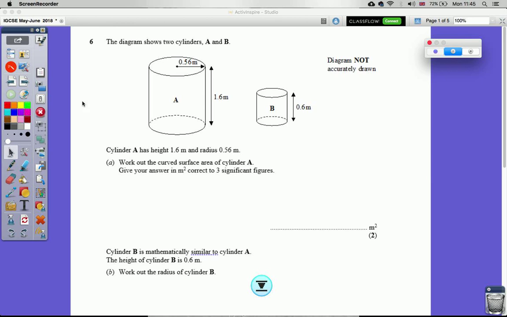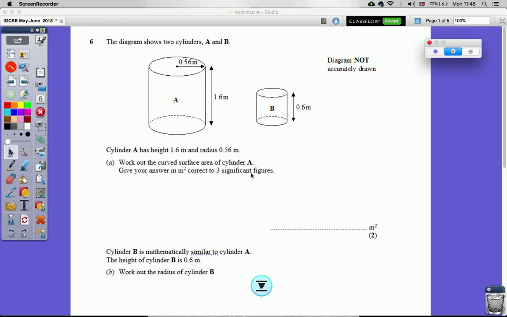Right. So, question number six is saying the diagram shows two cylinders A and B. Cylinder A has a height 1.6 meters and a radius 0.56 meters. Work out the curved surface area of the cylinder A. Give your answer in meters squared correct to three significant figures.